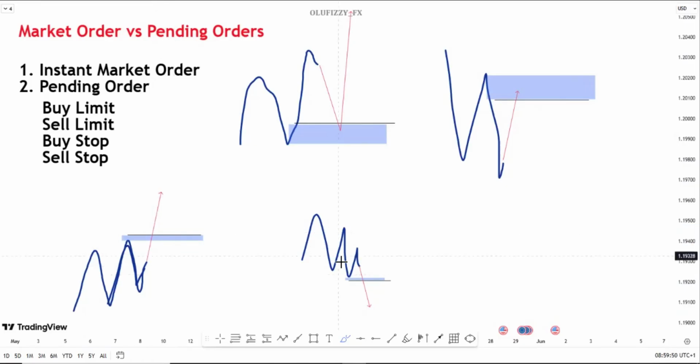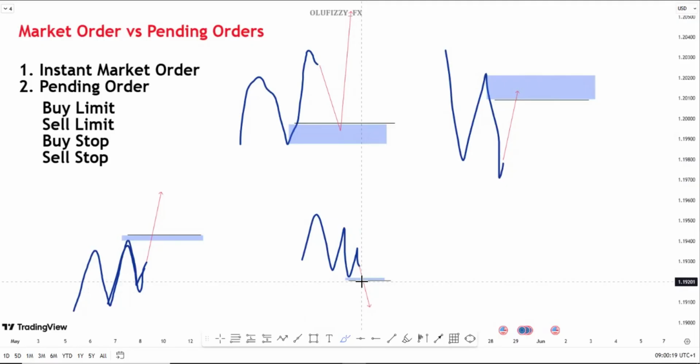And sell stop is when price was in the downtrend and you're expecting price to break a certain level before you will enter. So in that case, you now set your sell stop below the current market price.